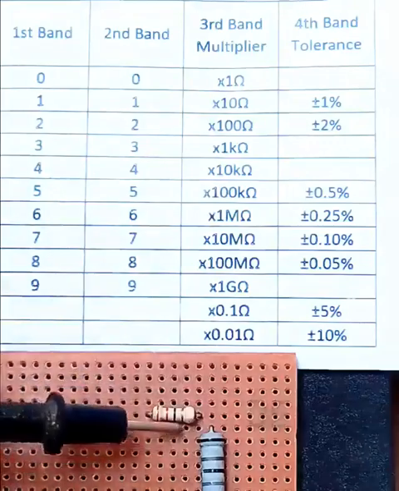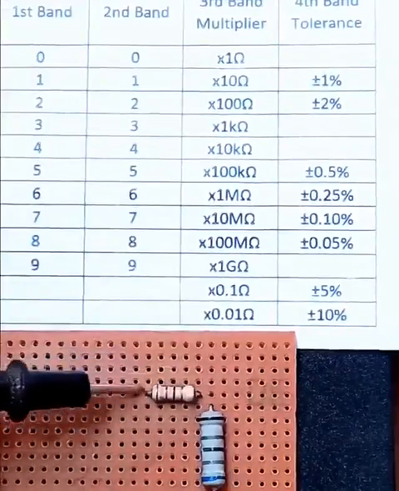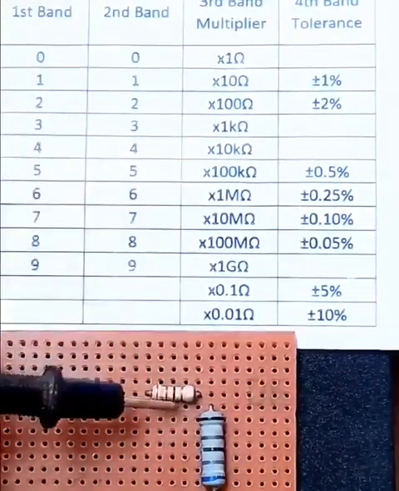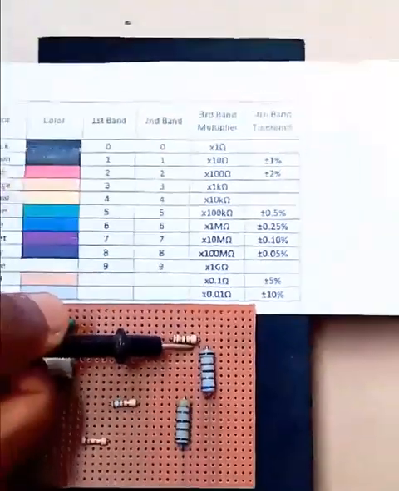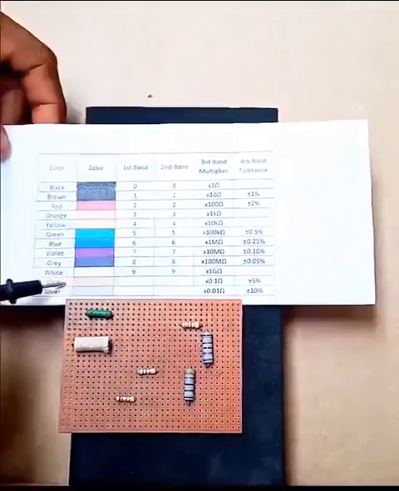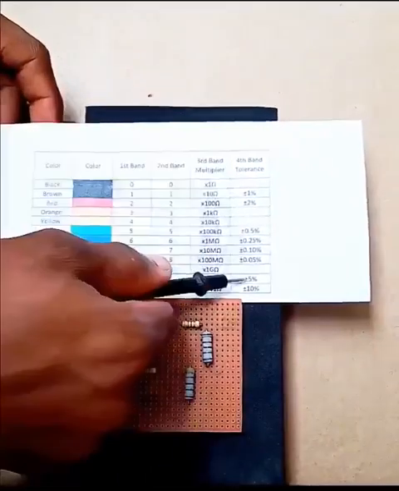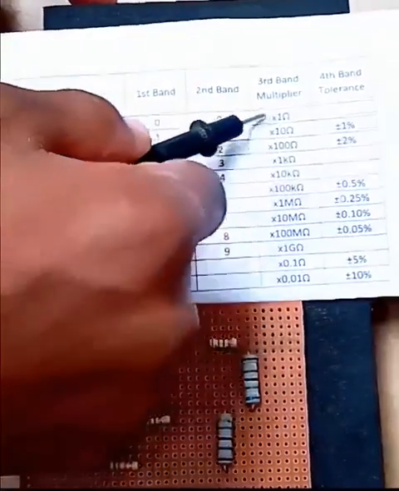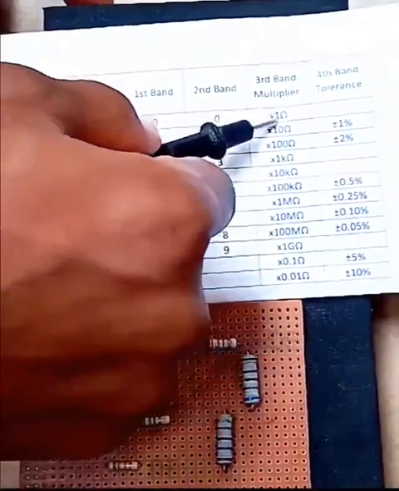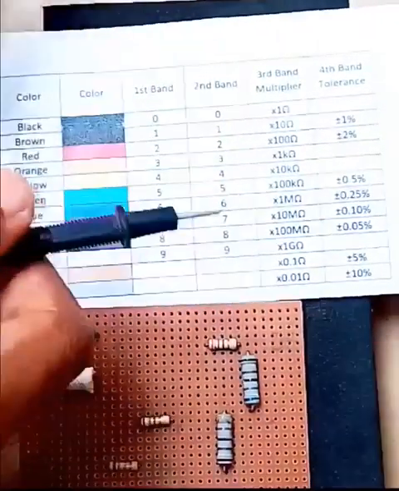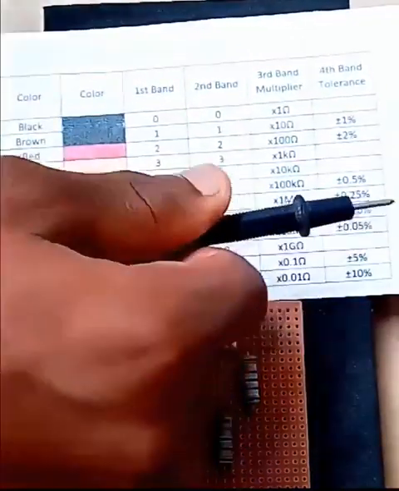Do not forget the last band, which represents the tolerance of the resistor. The last band is gold, and our value for the fourth band is ohms. 22 times 1 equals 22. 22 times 1 ohm equals 22 ohms, plus or minus 5% tolerance.